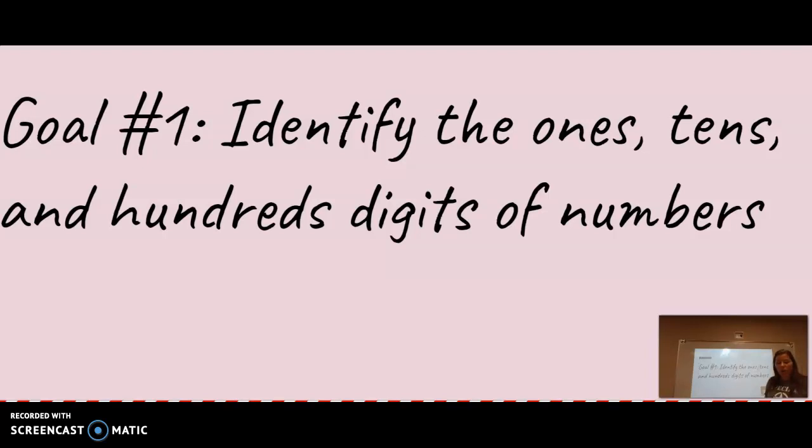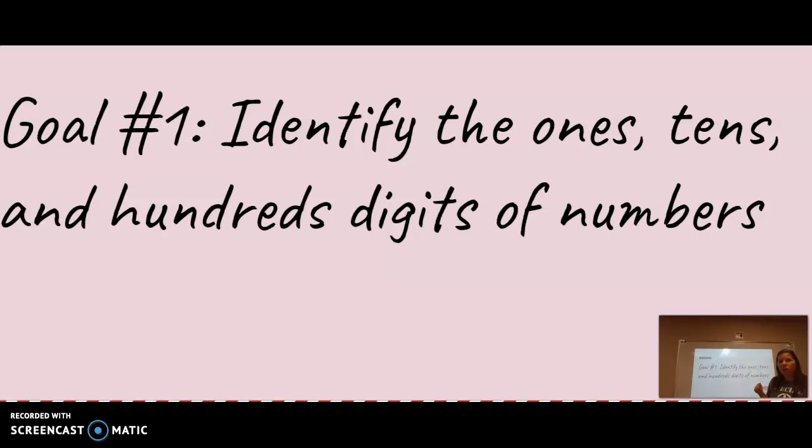The second word we want to know is the word digit. Can you say the word digit? Say it with me. 1, 2, 3. Digit. Digit is a fancy way to say number. So our first goal is to identify or find the ones, tens, and hundreds digits or numbers of 3-digit numbers, which means numbers have a digit in the ones place, the tens place, and the hundreds place.